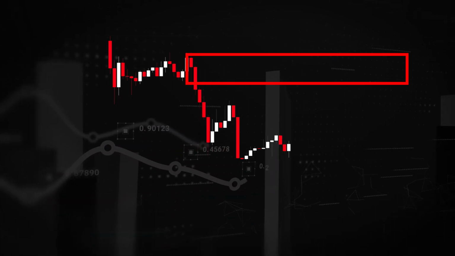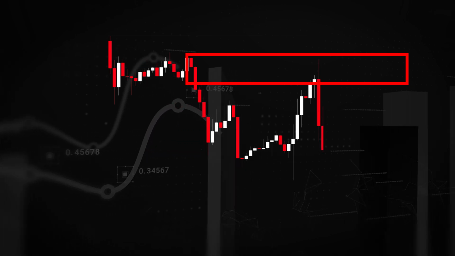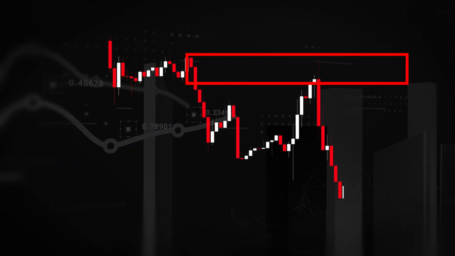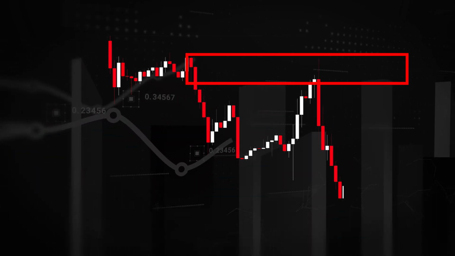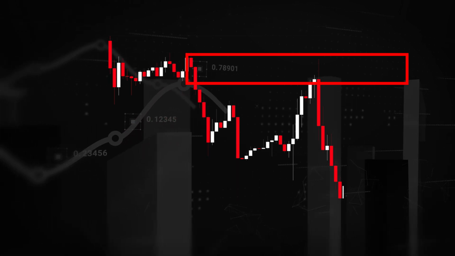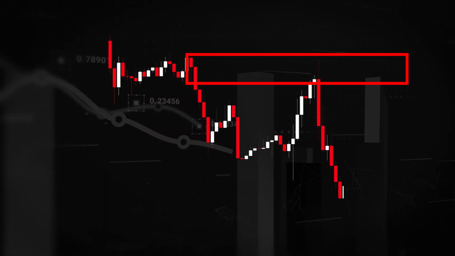Look at what happened next. The price managed to rise back to this area, and then it collapsed. Did you see that? The price literally went back up to the supply area we marked and then dropped sharply.